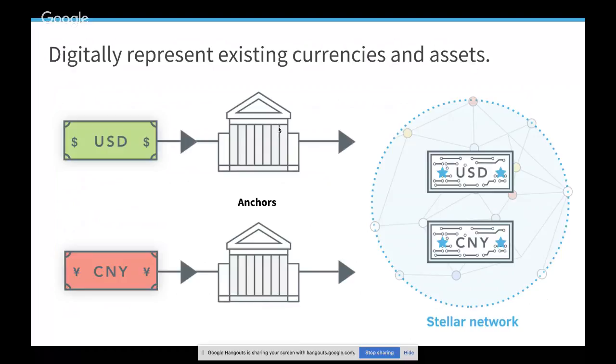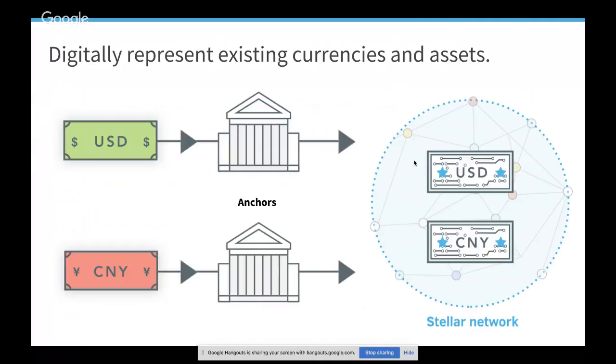So anchors are institutions that hold assets in the real world, allow companies or individuals to deposit and withdraw these assets from them, and they're able to digitally issue these assets inside of Stellar in order to transact. So if I'm a US bank and a customer comes in and gives me $100 and says, I want to send this to Sao Paulo, this bank will take the $100 deposit from the customer and they will issue 100 digital dollars from this bank into the Stellar network in order to execute the transaction.